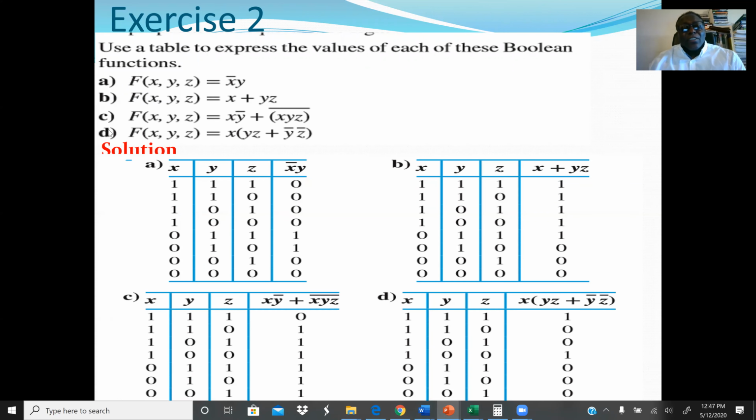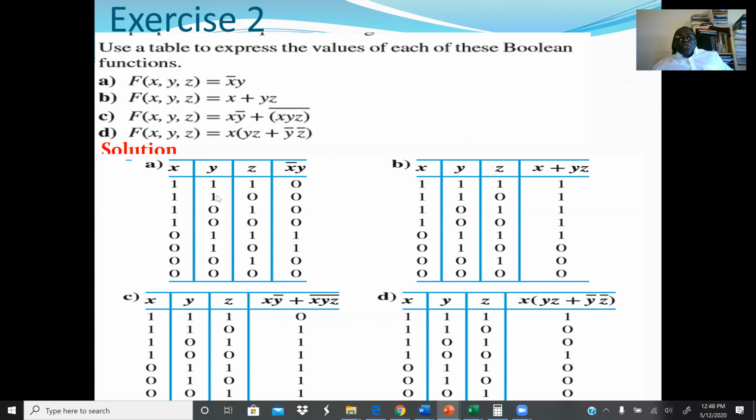Now let's do the second exercise. They say we should use the table to express the value of each of these Boolean functions. So here this is almost like the previous example we did. We have a function with 3 variables, x, y, and z. So this means the possible combinations of the truth table will be 8: 1, 1, 1, 1, 1, 0, 1, 0, 1, 1, 0, 0, 0, 1, 1, 0, 1, 0, 0, 0, 1, 0, 0, 0. And it's 1, 2, 3, 4, 5, 6, 7, again, 8, because again, it's 2 to the power 3.